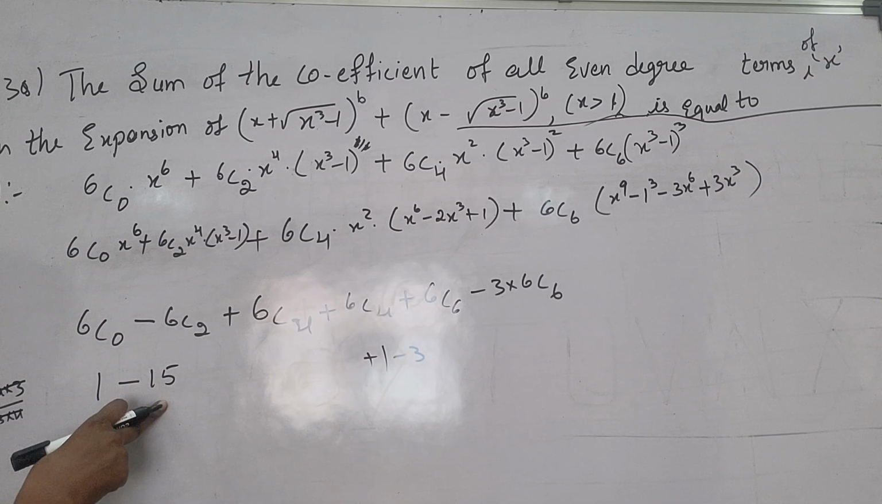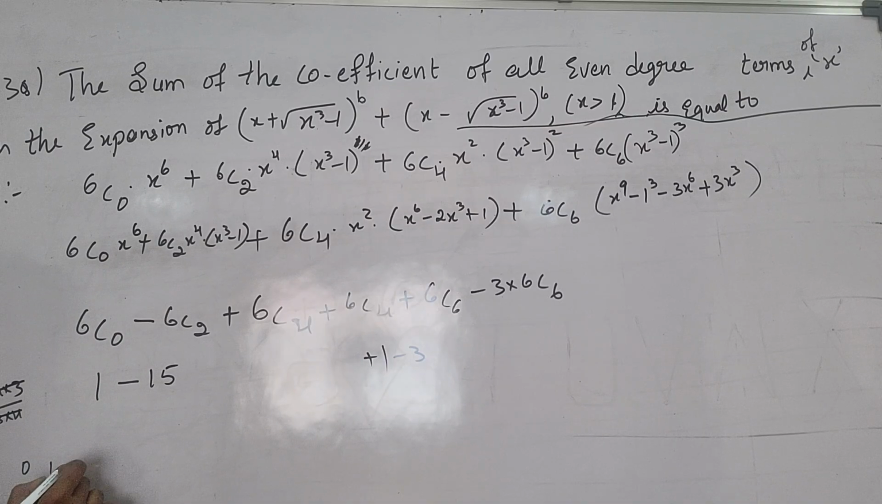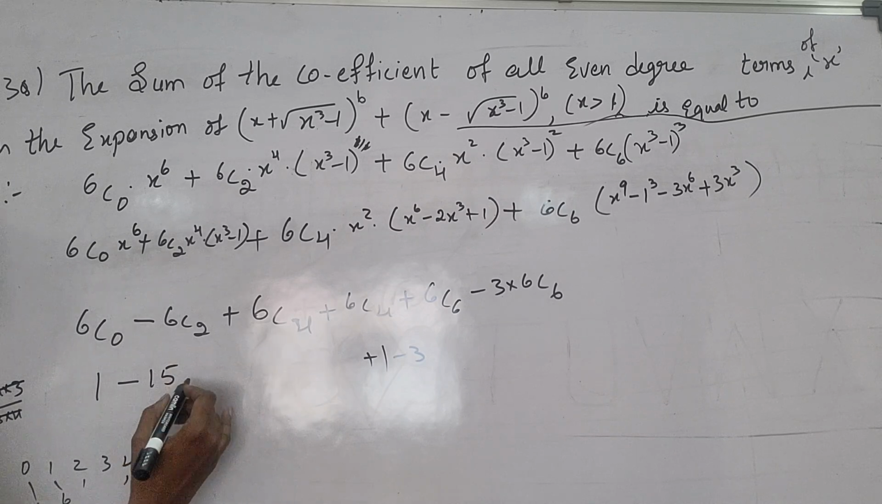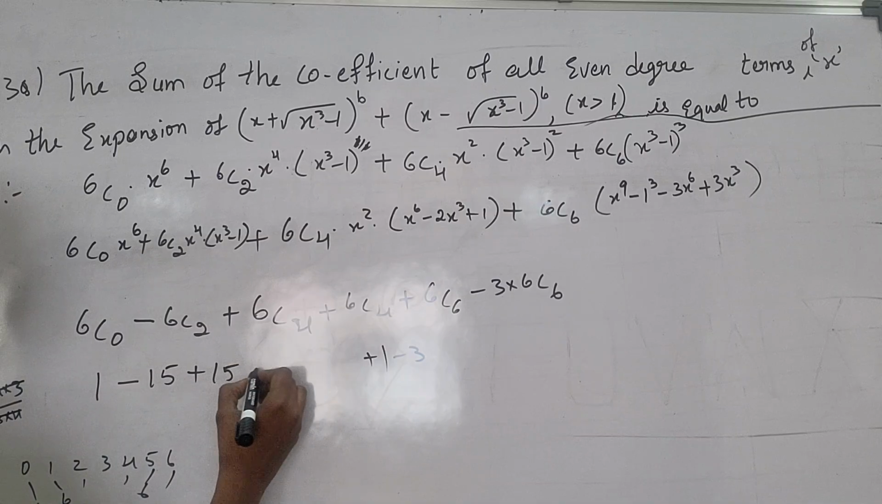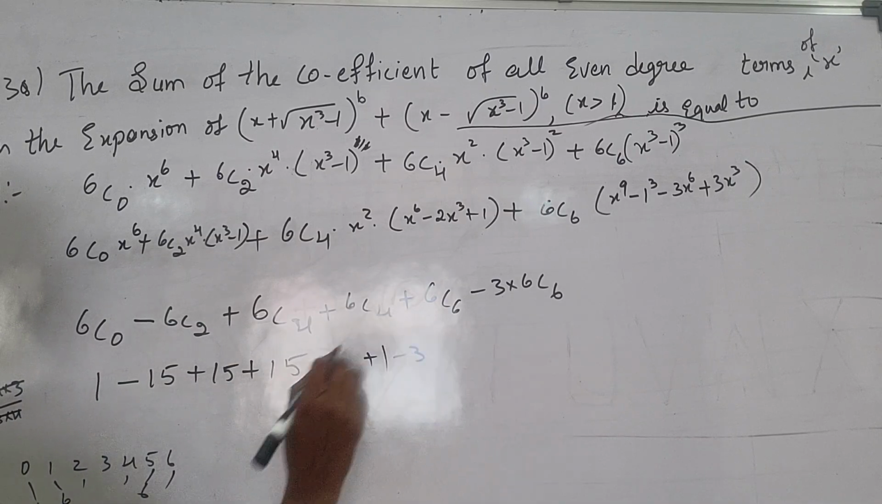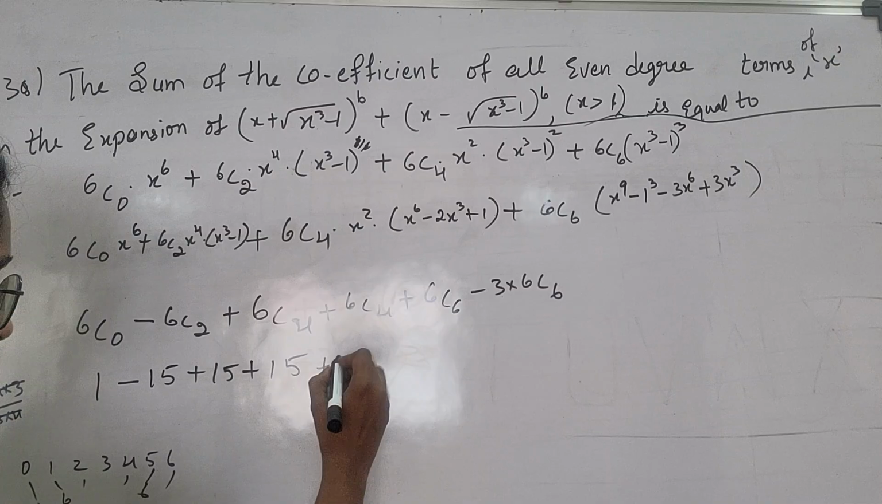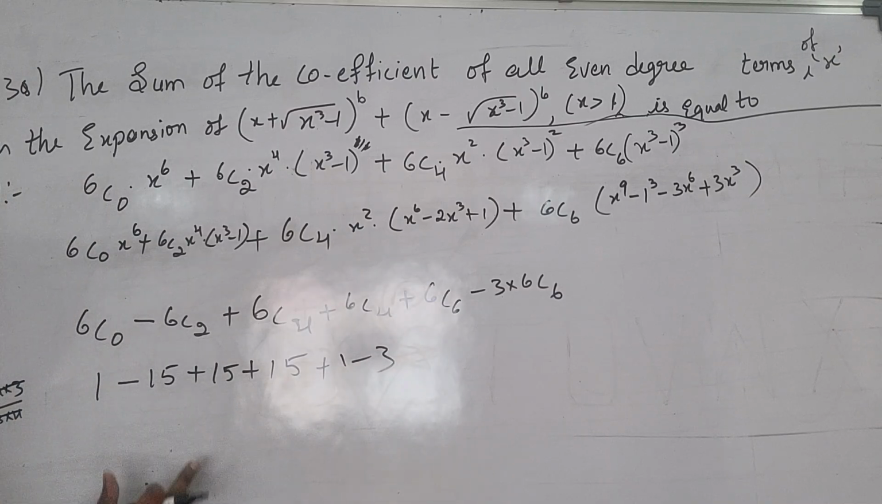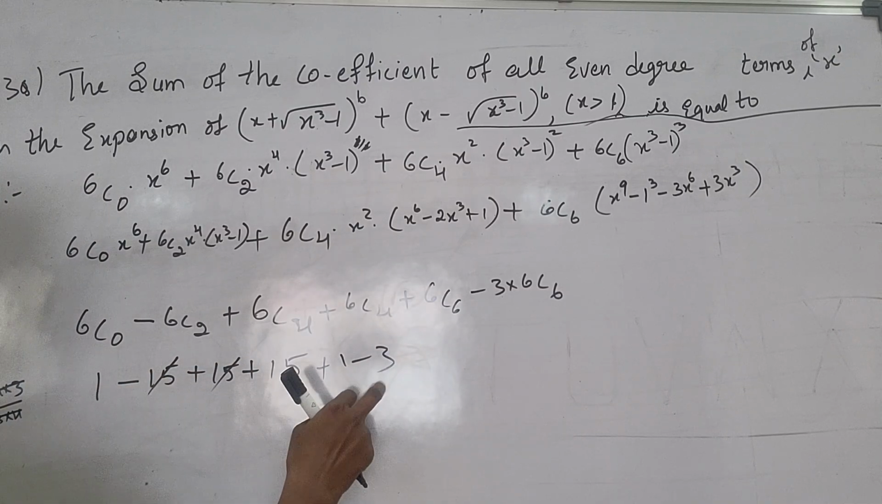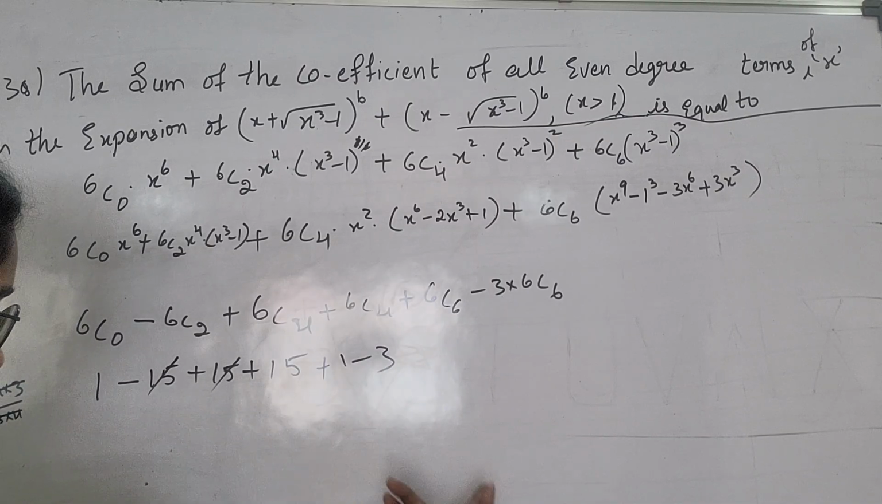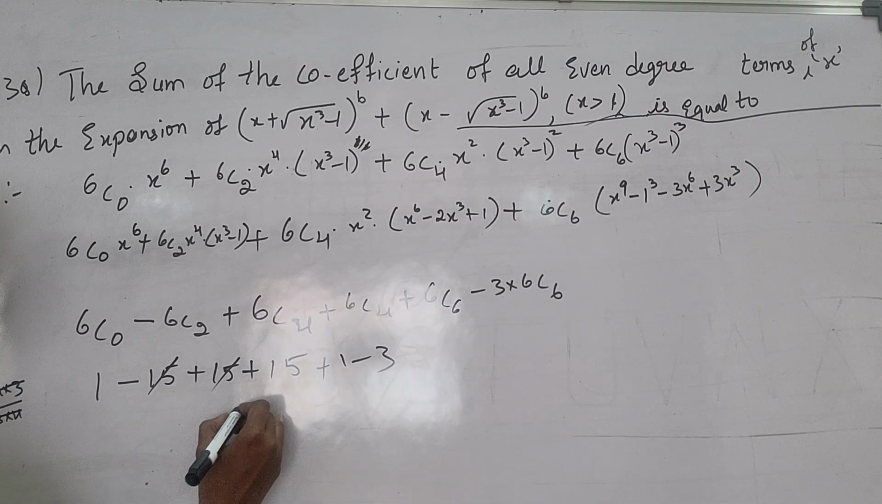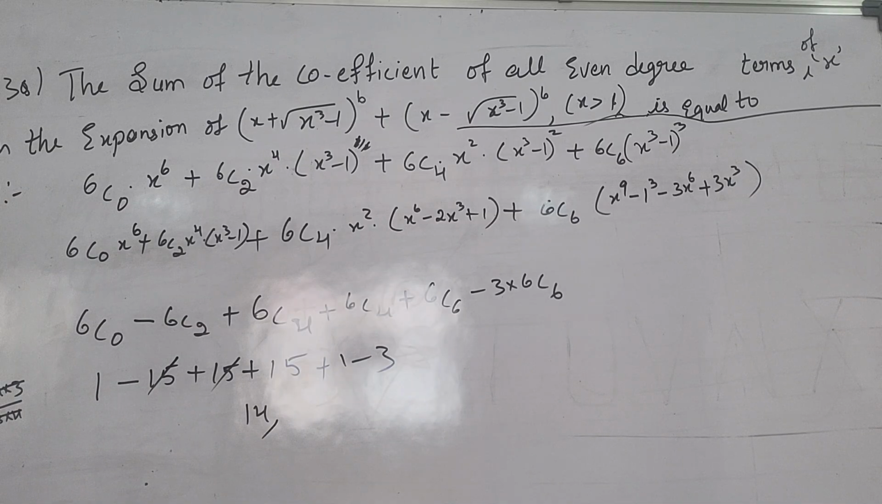Then this, 0 1 2 3 4 5 6. This 1 and this is 6. Yeah, this is 15. Yes, 2 and 4 is 15. So this is also 15. 15 plus this is also 15 and this is 1. Yes, plus 1 minus 3. So here this 15 gets cancelled and this is 16 minus 3 is 13. 13 plus 1 is 14. Is it the correct answer?